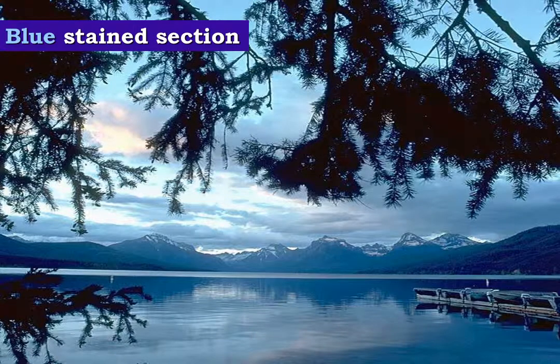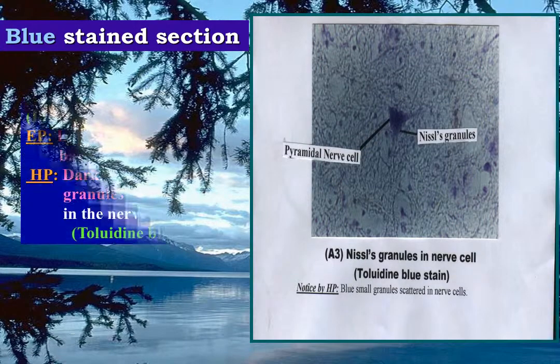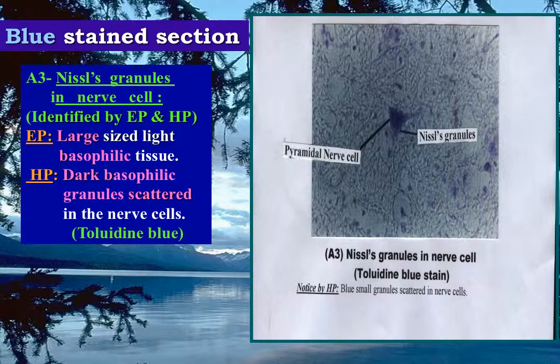Blue stained section: Nissl granules in nerve cells stained with toluidine blue. By eyepiece a large-sized light basophilic tissue is present. By high power, dark basophilic granules are seen scattered in nerve cells.